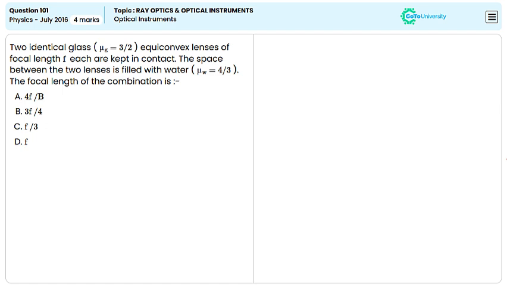To solve this problem, we need to find the focal length of the combination of two identical equiconvex lenses, each of focal length f, which are placed in contact with each other, and the space between them is filled with water of refractive index mu w is equal to 4 by 3. The focal length of a single equiconvex lens, that is a glass lens, is given by the lens maker's formula: 1 by f is equal to (mu g minus 1) into 2 by R.